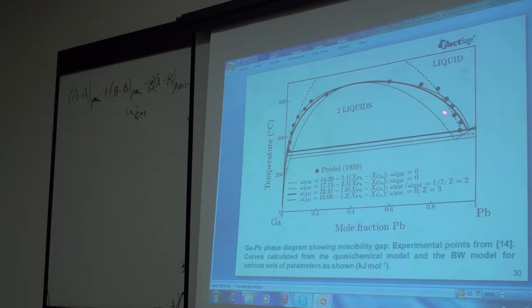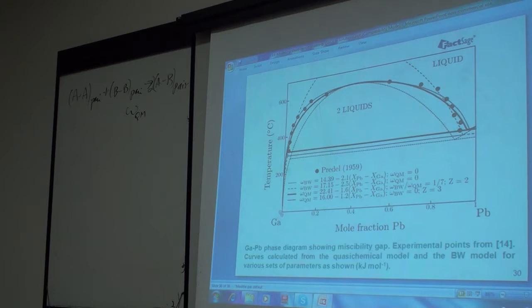You get a gap that is basically too narrow. The second case, 17.15 and 2.5, were chosen to fit the two ends of the miscibility gap at the monotectic, to fit this composition and this composition, so they come in directly here, but now you see it's much too high.